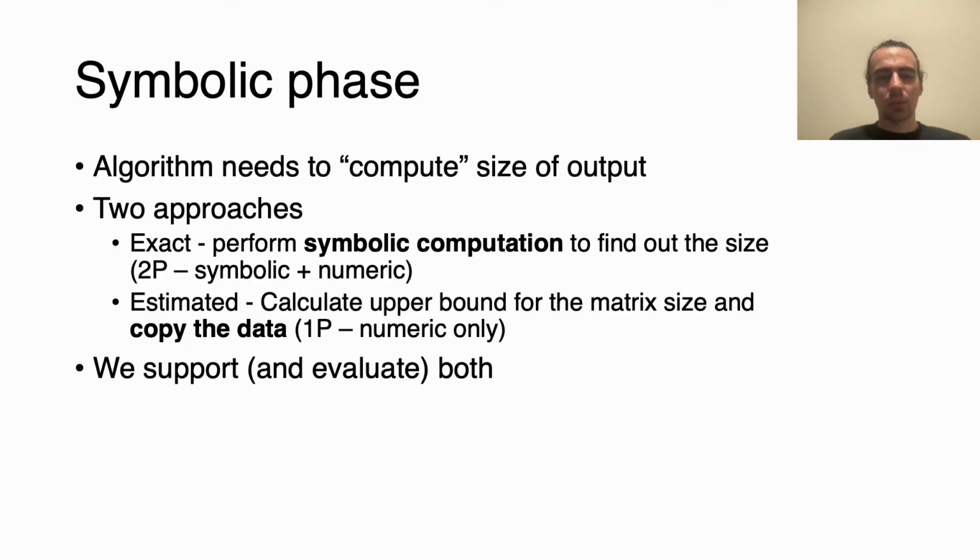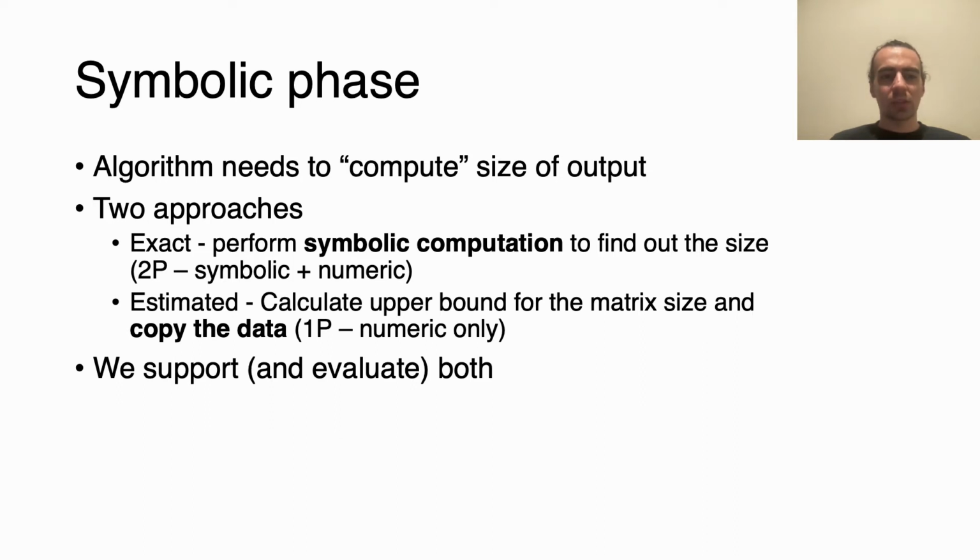Another important aspect for mask SPGEM accumulator is how to calculate the size of the output, and there are 2 approaches. First one is we calculate the exact size of the output. We can do this by performing symbolic computation to find out the size, and after performing symbolic computation, then we perform numeric computation. And this set of algorithms are also known as two-phased algorithms.